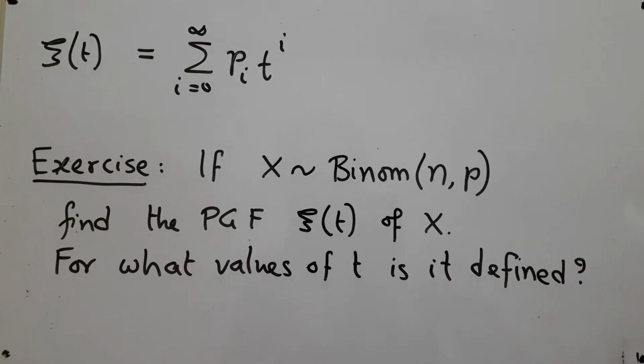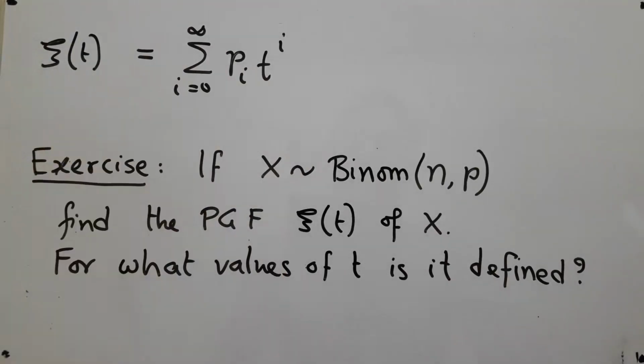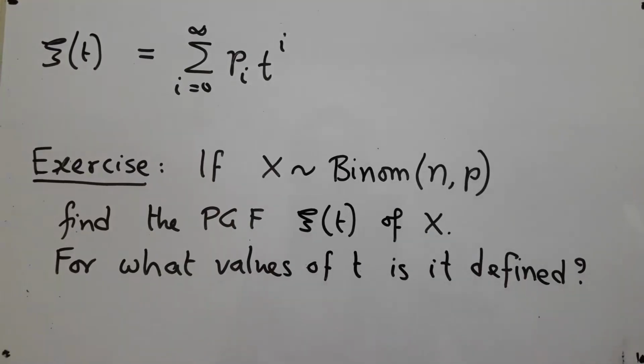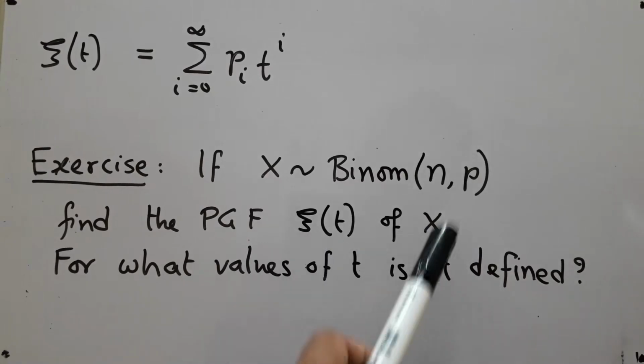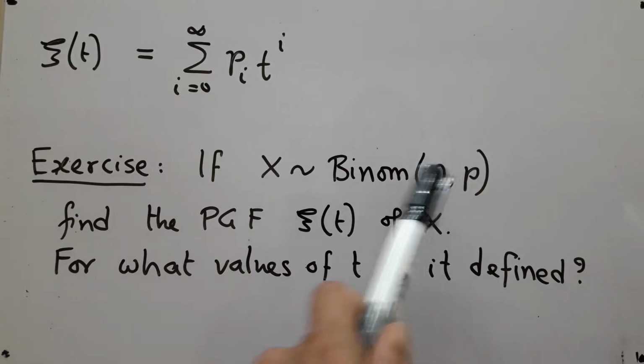Here is a little example for you to solve. I have given the definition here so that you remember it. The exercise is, if x is given to have a binomial (n, p) distribution, then find the PGF xi of t of x. You should also tell me what are the values of t for which this is defined.